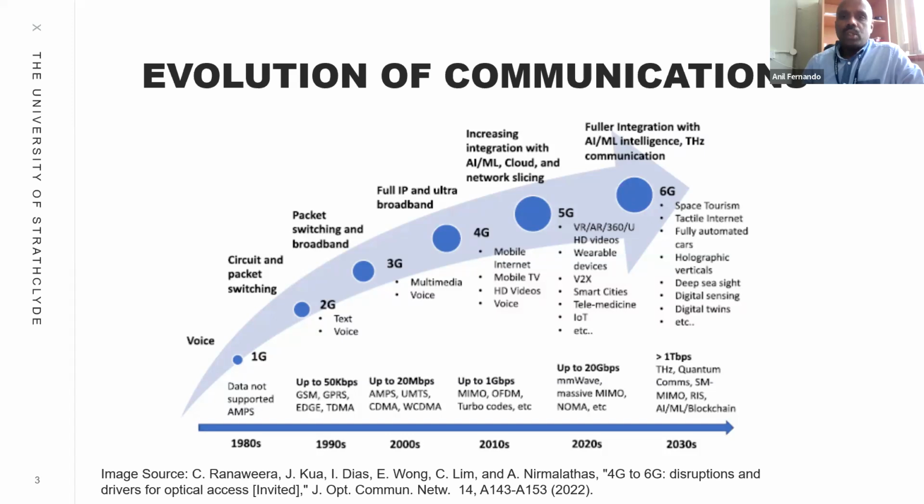Compared to fifth generation, fuller integration with AI and machine learning intelligence is expected to happen in the sixth generation. And on top of that, semantic communication will be another main pillar of 6G technologies. So that is being proposed at the moment.